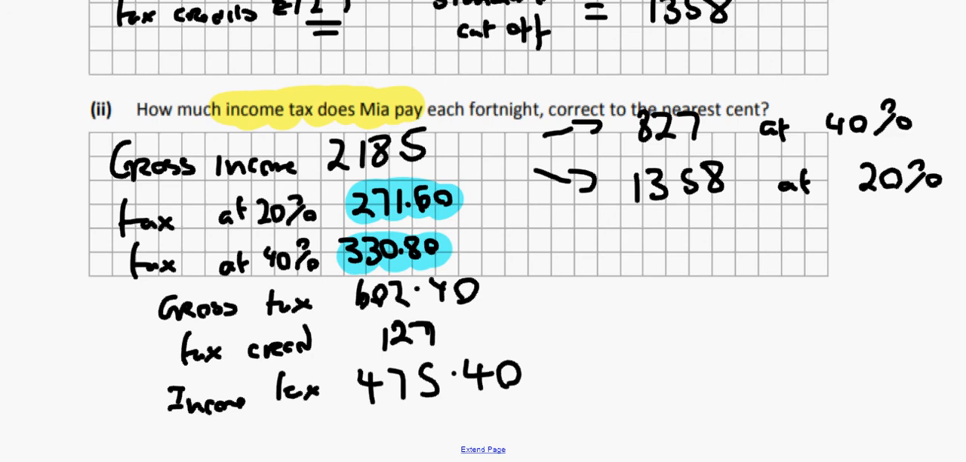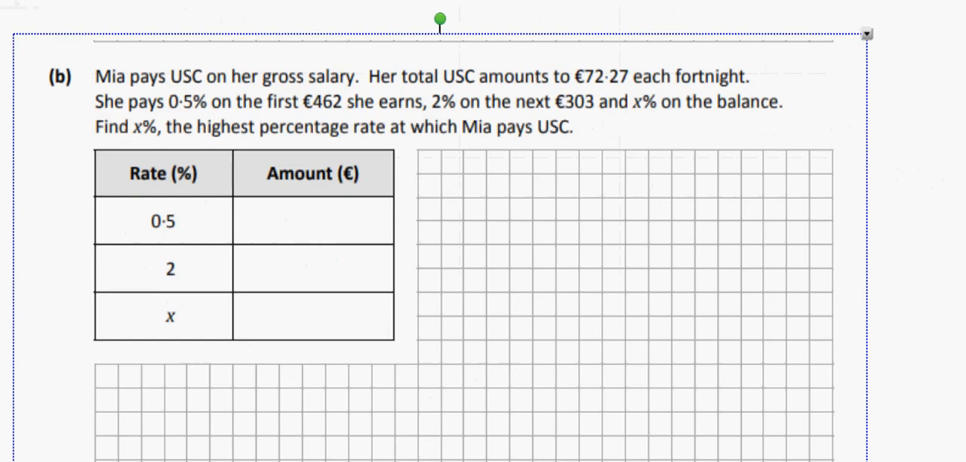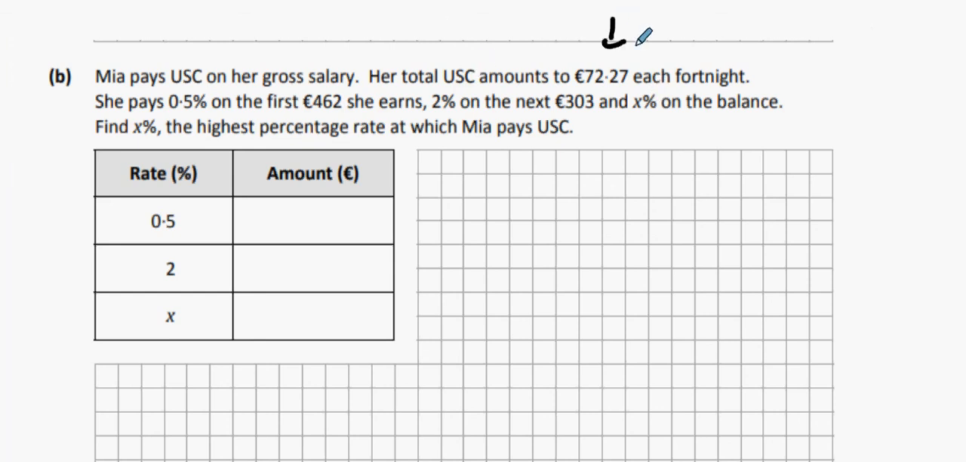What's part 3 say? Oh, this one. We're here now, are we? Yeah. Alright. Our total amounts to €72.27. Alright.